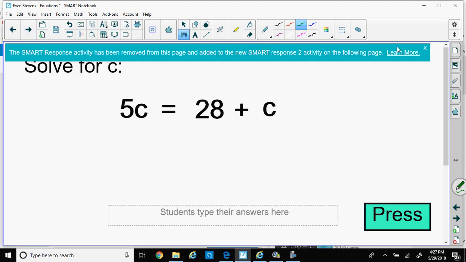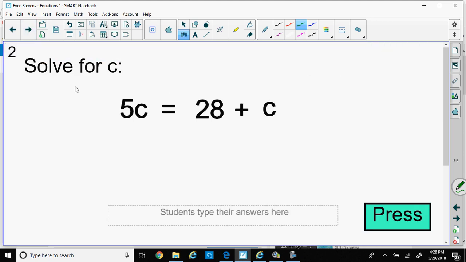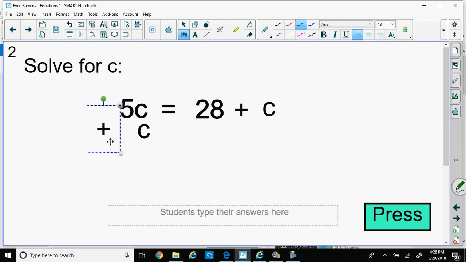So here's our first question. Solve for C. 5C equals 28 plus C. So again, we want to get all of the letters that are on one side to the left side, so that way we'll have all of the letter C's over to here. So we want C to be over here with the 5C. But remember, that was a plus C. We don't want a plus C. We want a negative C because we are using the additive inverse.